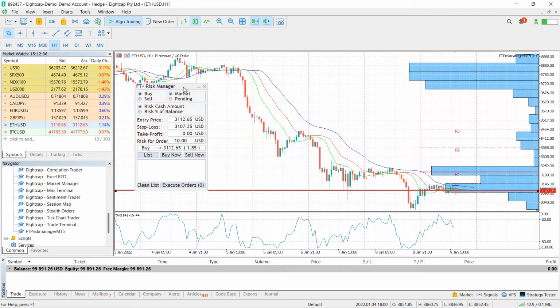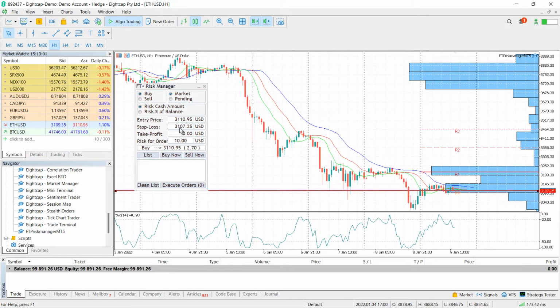Now, when we see the Risk Manager panel, we can see we've got buy and sell on the left. We've got market or pending here. Market orders take you into the market instantly, and you won't be able to change this entry price here. And pending orders enable you to put orders in the market for future execution.